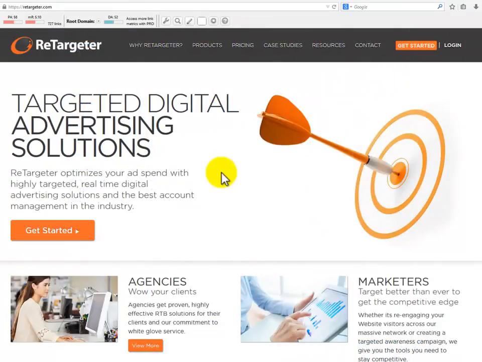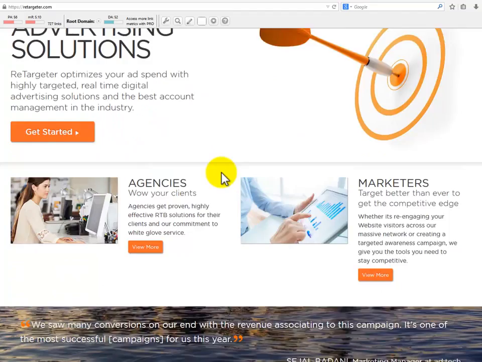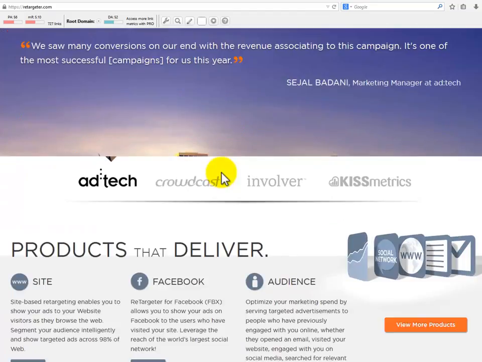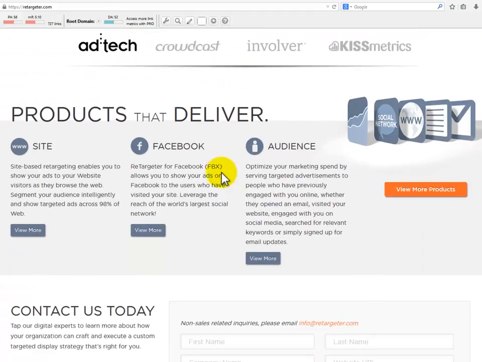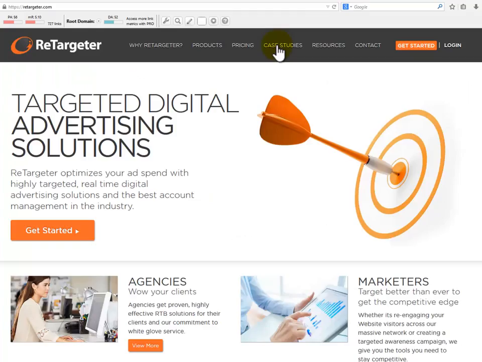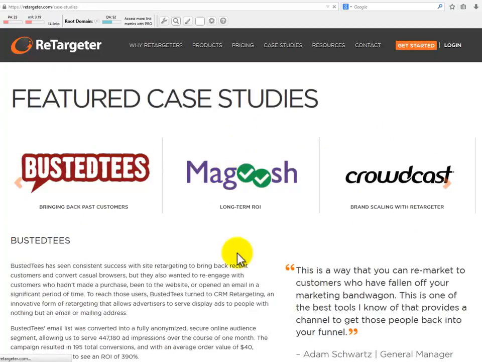Retargeter, www.retargeter.com. This service offers site retargeting, social retargeting, and email retargeting. They are also closely integrated with sites like SlideShare and Kissmetrics. They have a package that is devoted to site retargeting and a package that is display-focused, targeting visitors based on location, content, and demographics. Both of these packages start at $500.